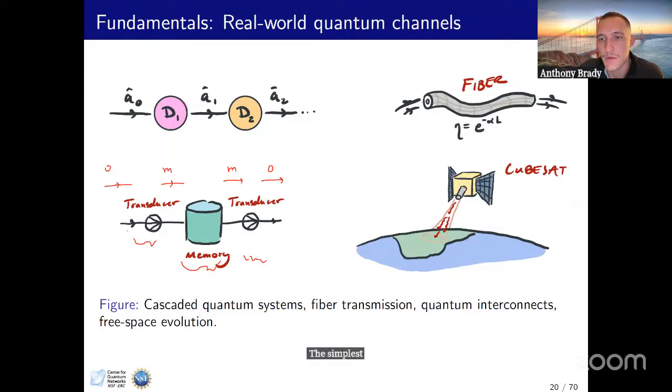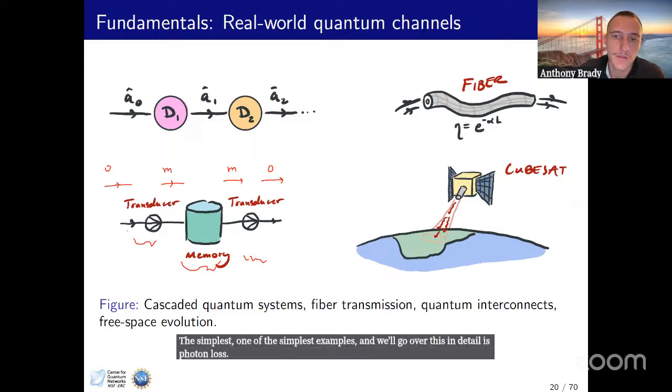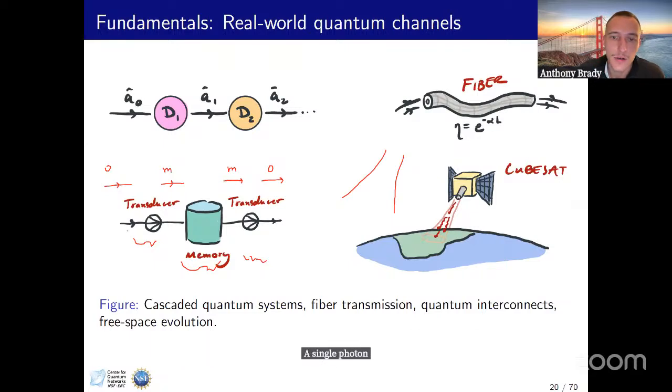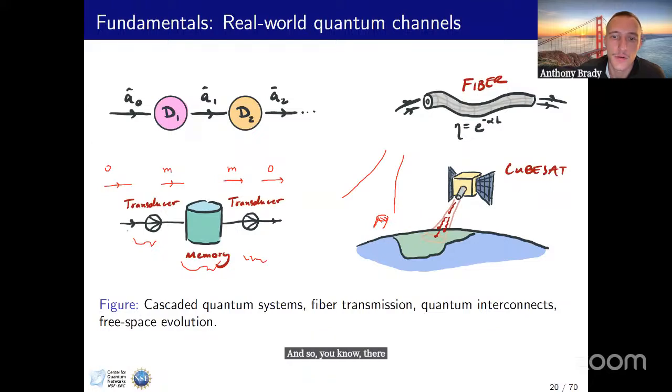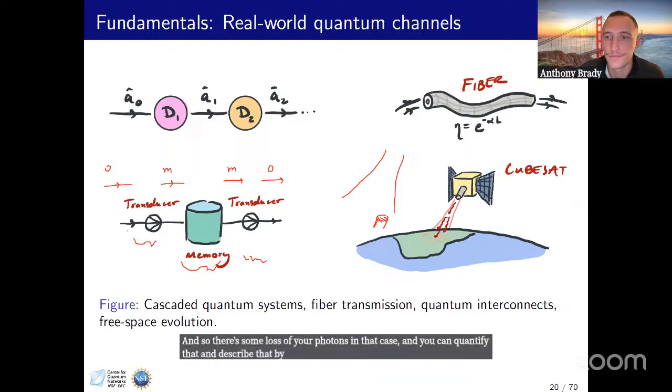One of the simplest examples, and we'll go over this in detail, is photon loss, which could be through fiber or maybe even through free space, like a CubeSat. So, you send photons, for the CubeSat, a single photon in a beam, but maybe your collection device, your telescope, is only yay big, and so it's not collecting all the photons in the beam. You're only collecting a portion, and so there's some loss of your photons in that case, and you can quantify and describe that loss by a quantum channel.